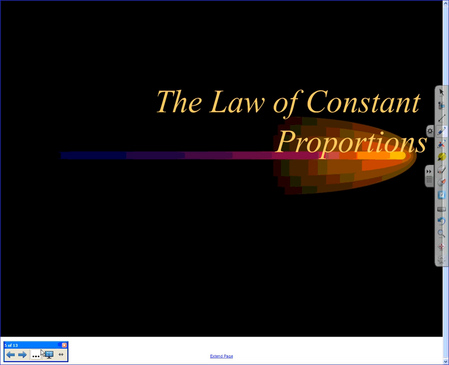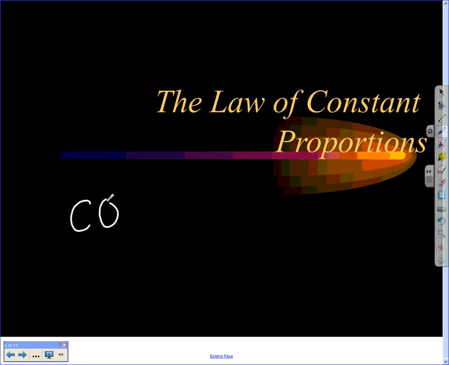Okay, the law of constant proportions is really the main focus of today's presentation. The law of constant proportions states that compounds will always combine in the same ratios of the elements. There's a more descriptive definition on the next slide, but I just want to give you a basic idea of what this means. All right, so let's take CO2.